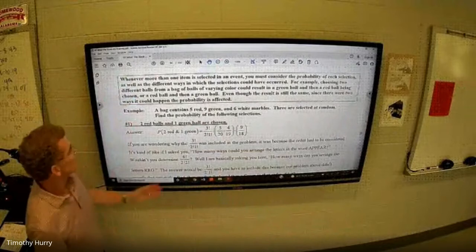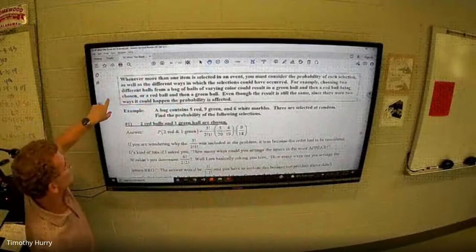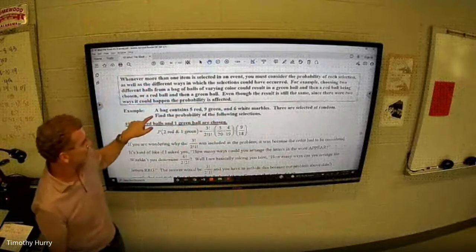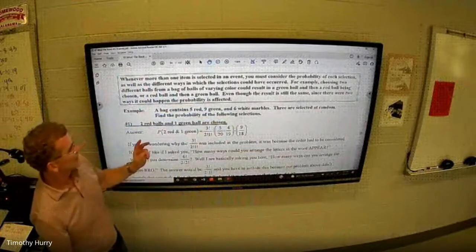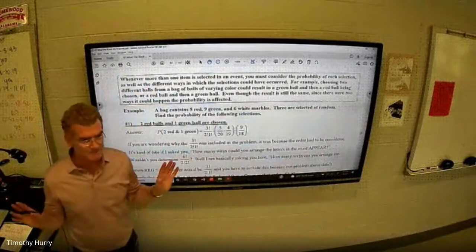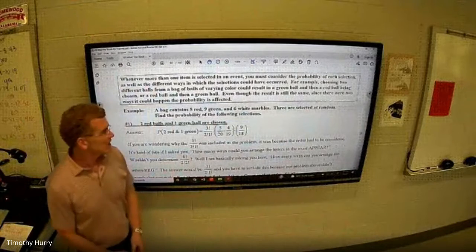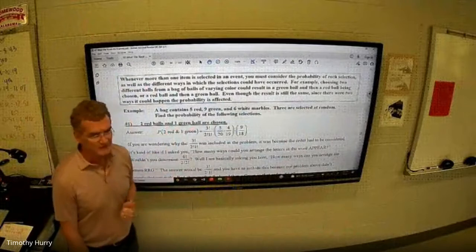So this problem is a lot of words, but at the end of the day, I'm choosing different balls from a bag of balls of varying colors. So here's the deal. I've got a bag. It has 5 reds, 9 greens, and 6 whites. I'm choosing 3 marbles randomly, right? So pretend I'm just reaching in there and not looking at any of the marbles. Question is, find the probability that 2 are red and 1 is green.